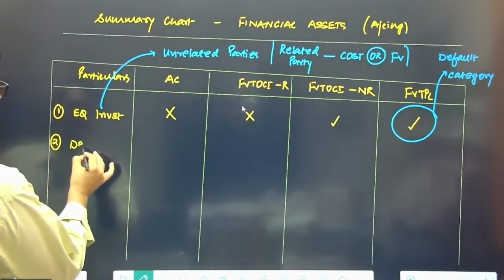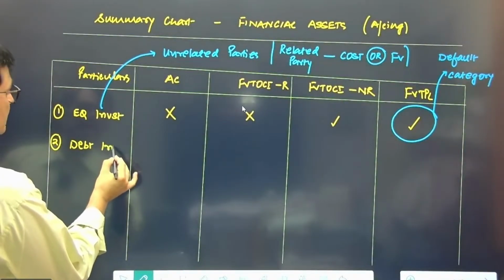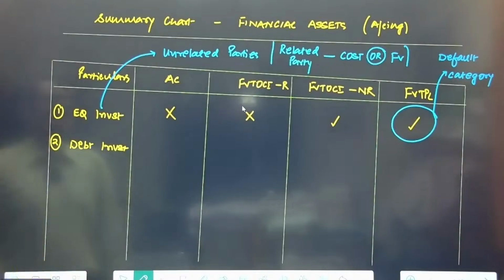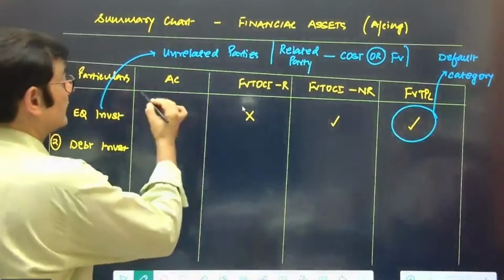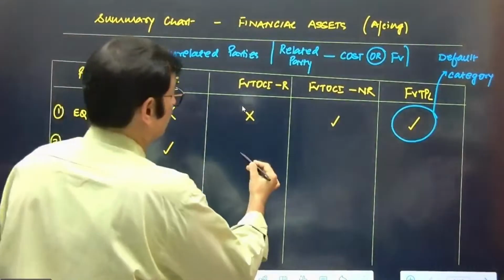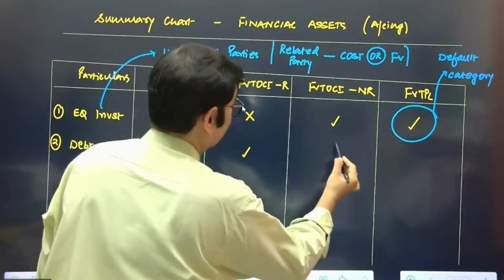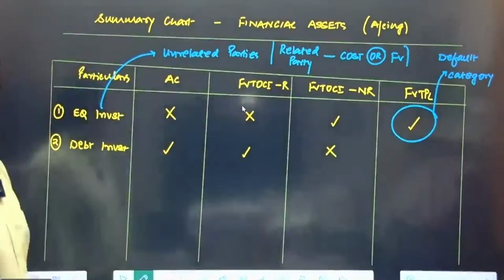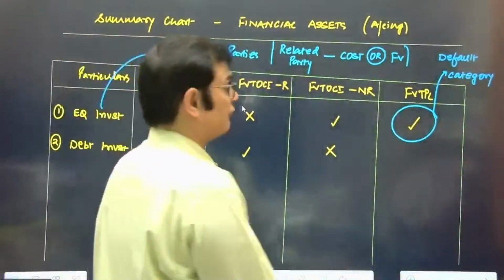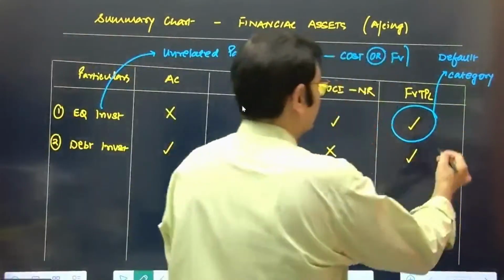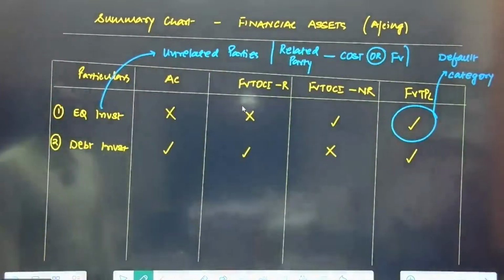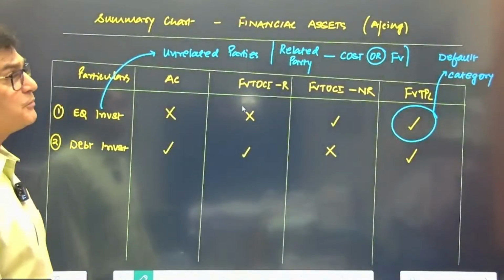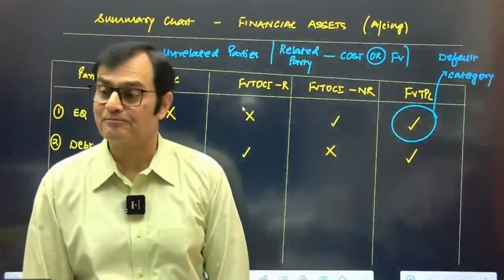Let's go to the second point. So if I am looking in terms of debt investments, are they taken at AC? Yes, sir. Yes, that's absolutely correct. Is OCI-R applicable? Yes, sir. Yes. Not NR, because NR is only for equity investments. And yes, of course, FVTPL. Yes, sir. What would be the default category in terms of debt investments?